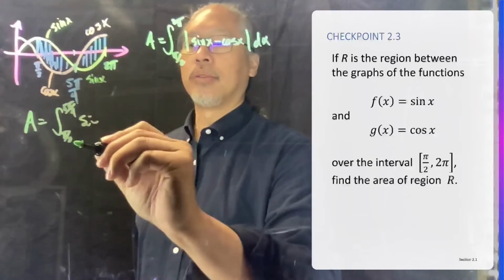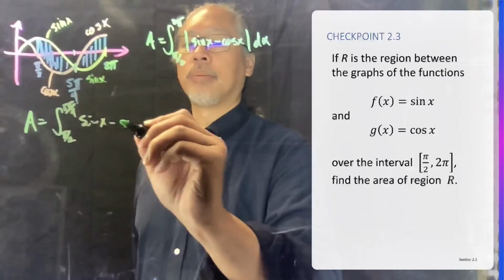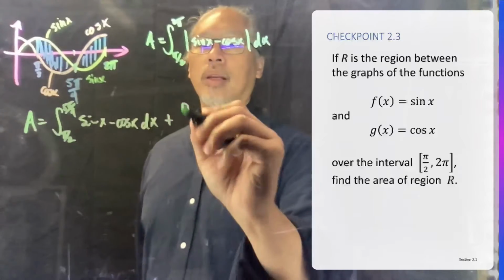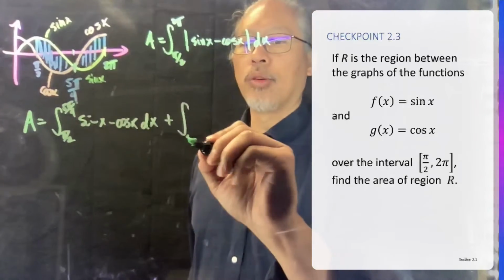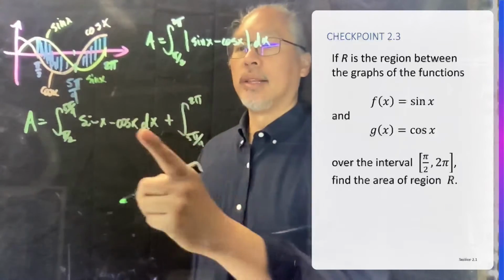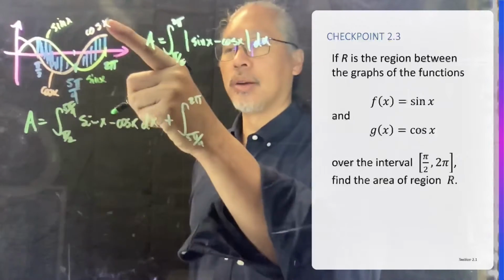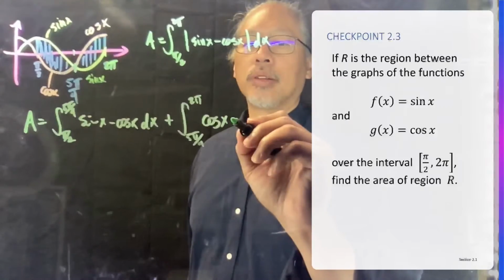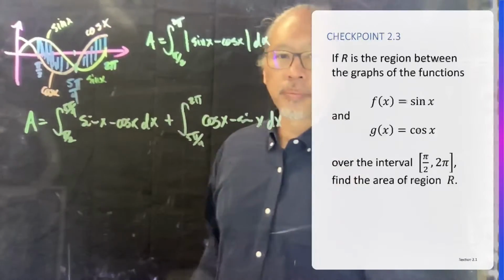Then the first part, from pi over 2 to 5 pi over 4, we have the sine x minus cosine x dx. And then after that, we're going to integrate from 5 pi over 4 to 2 pi. And this time, it's the negative of this, so we can just write it where the cosine is larger than the sine, or it's a difference, cosine of x minus sine x dx.